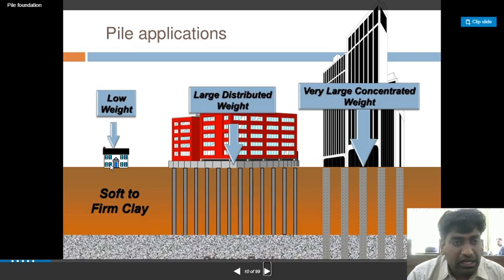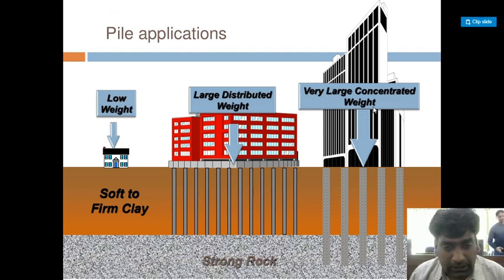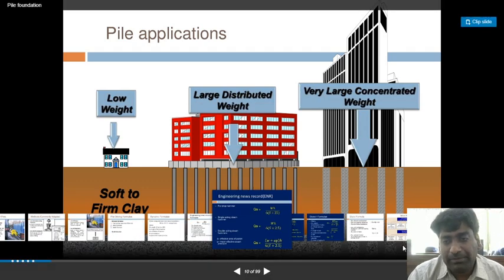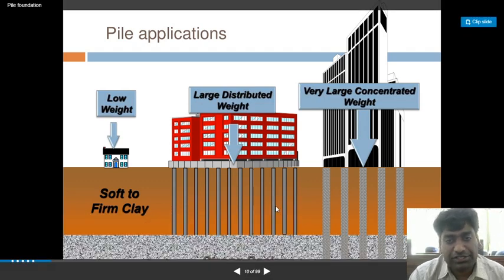If we have a low weight of any building on soft to firm clay, we just go for shallow foundation. If we have a large distributed weight, we provide pile foundation. And if we have a very large concentrated weight, actually nowadays the government is promoting skyscrapers, so we go for such types of end bearing piles. This is friction piles.